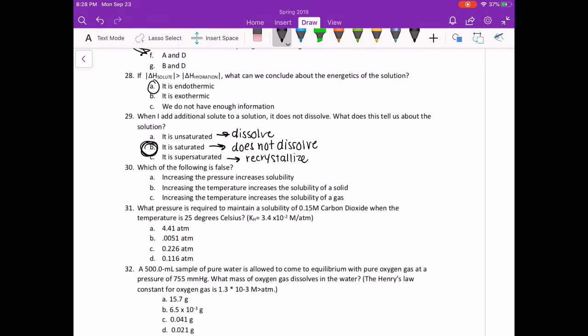30, which of the following is false? Increasing pressure increases solubility. Yes, this is true. I force them down, I force them to mix, I force them together. Yeah, true. Increasing the temperature increases the solubility of a solid.